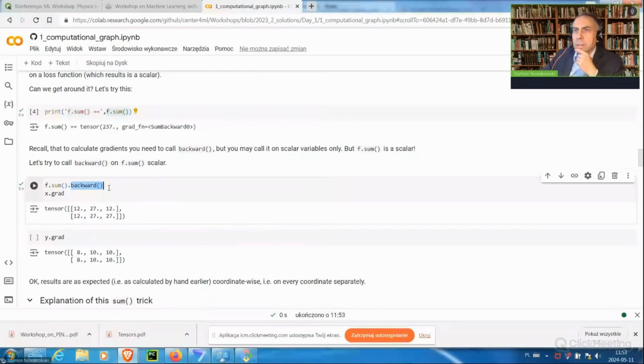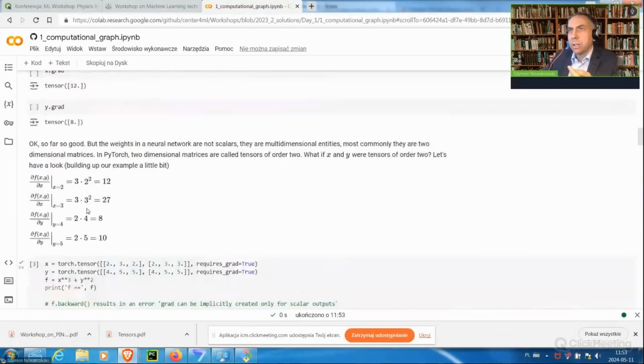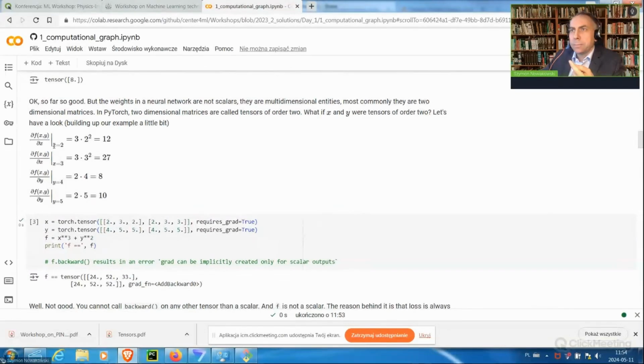And this is a function with a scalar result, so we can call the backward computation of gradients on it, and we get the results, which are exactly what we anticipated, because recall that in a point where x is 2, we would expect 12. When x is 3, we would expect 27. When y is 4, we would expect 8, and for y equal to 5, we would expect 10.